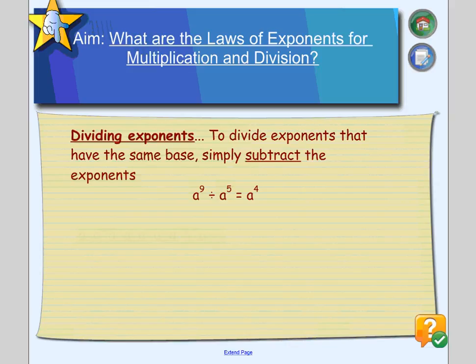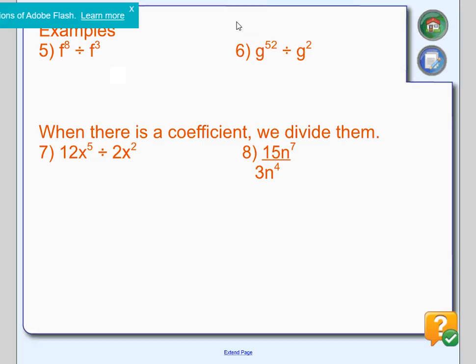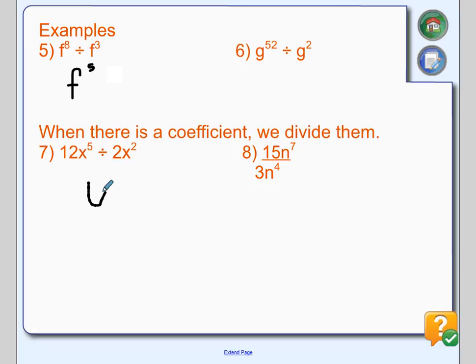Let's look at some examples. Another example here, my bases are the same, so I have f and f. I'm going to keep f, and 8 minus 3 is 5. Same thing here. When you are given two coefficients, you're simply going to divide the coefficients. We have 12 divided by 2, which is going to get me 6. X, 5 minus 2, which is 3.